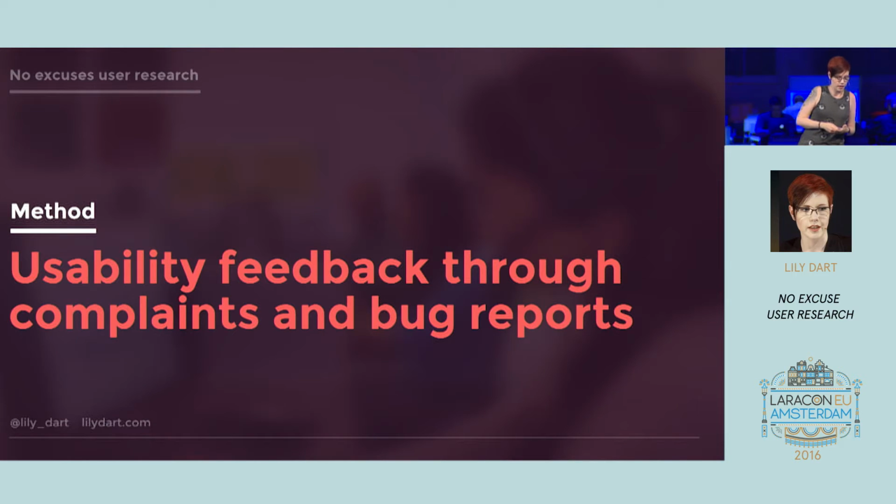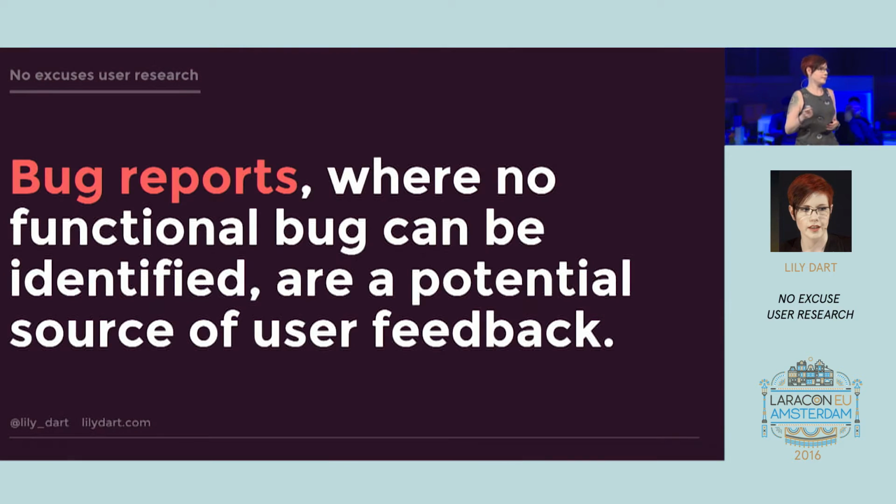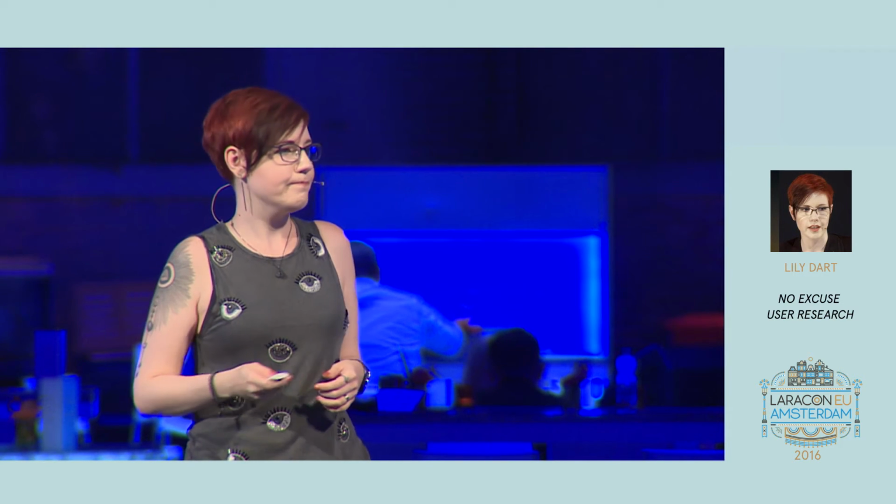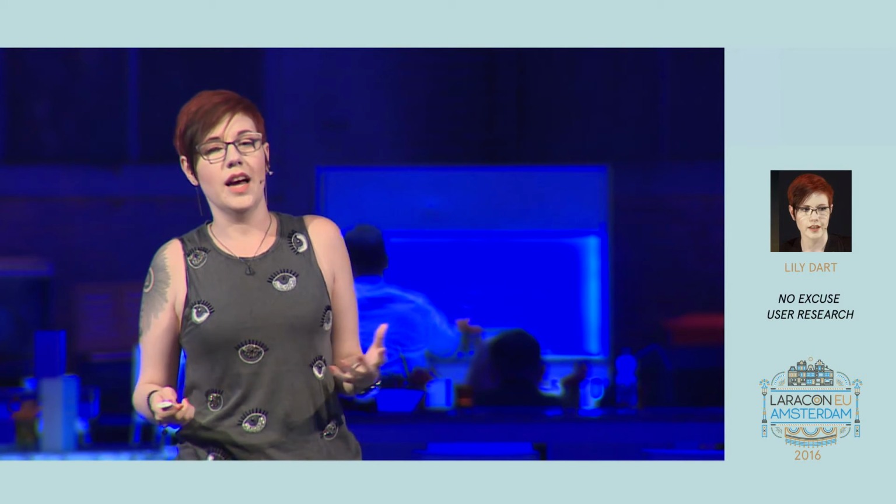So, the first methodology that I would like to talk to you about is usability feedback through complaints and bug reports. Bug reports, where no functional bug can be identified, are a potential source of user feedback. But in order to use bug reports as feedback, we need to accept that the problem does not exist between chair and keyboard. Now, for those of you unfamiliar with this term, it's usually problem exists between chair and keyboard, and you may have heard it shortened to PEBCAC. Now, we refer to reports as PEBCAC when a functional bug can't be found, and fundamentally what we're saying is the user is using it wrong.